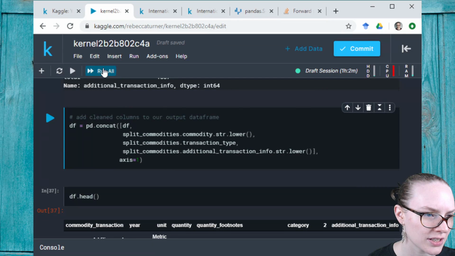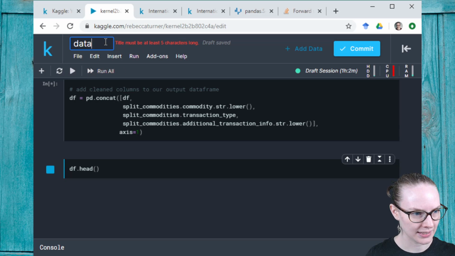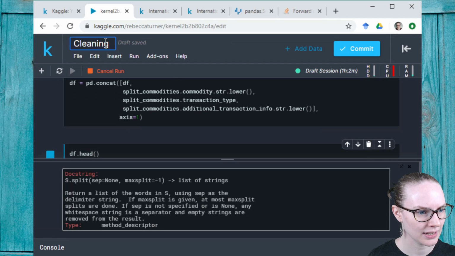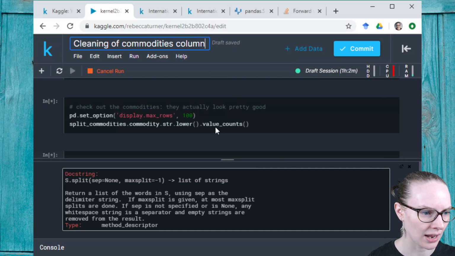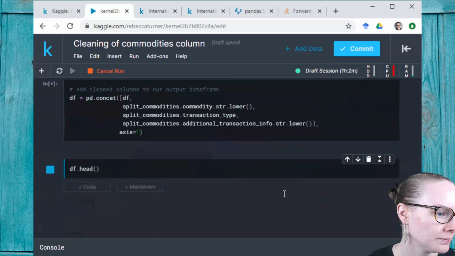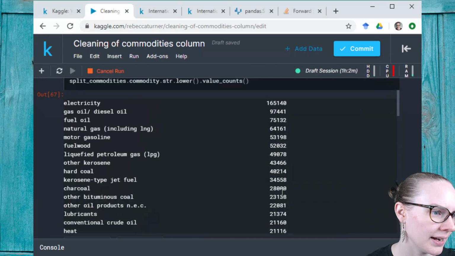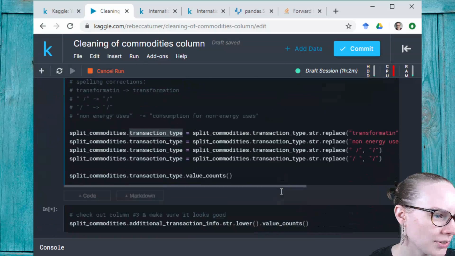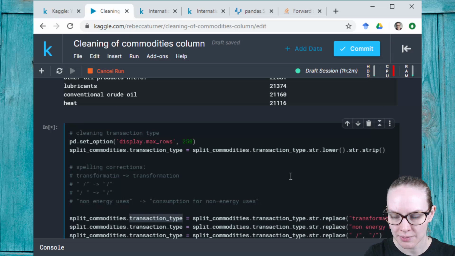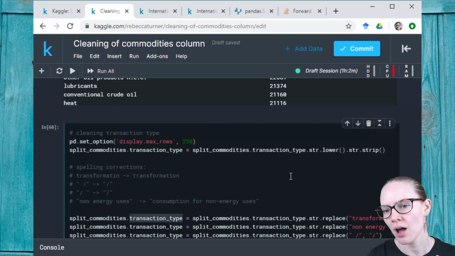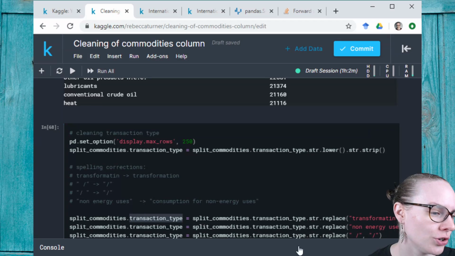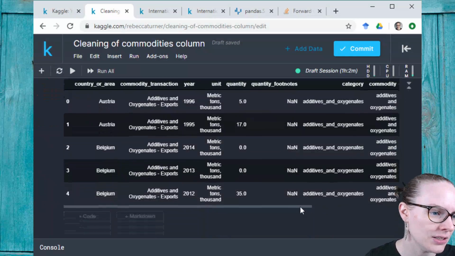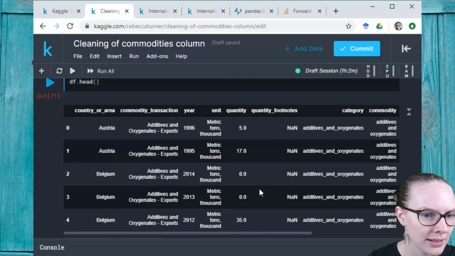And actually, let's just rerun this top to bottom real quick. Cleaning of commodities column. All right. So it's going through. It's running all of our cells in order. So we should get the same data frame out with 3 more columns, 1 for commodity, 1 for transaction type, and then 1 for additional information. And those should be a little bit easier to use for wrangling.